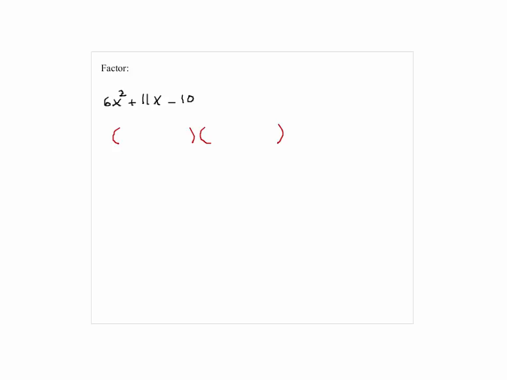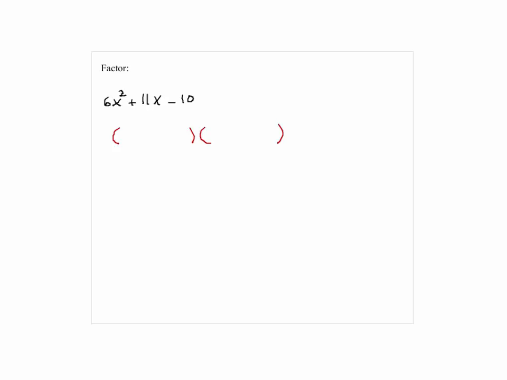So you're looking for two numbers. When we multiply them together, you get 6x squared, right? I'll put the x on the outside by itself. I should put x by itself because none of those get you 11.